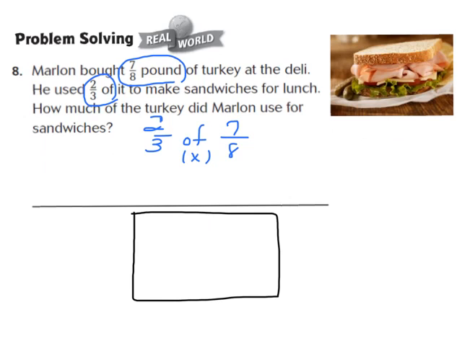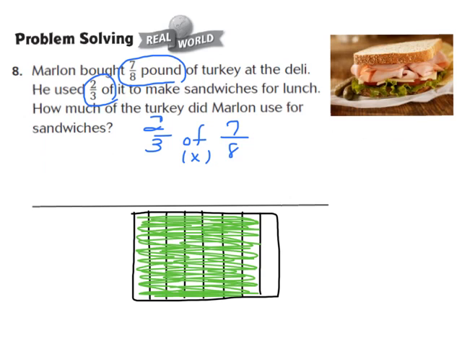So I'm going to ask you to pause your video, and I want you guys to go ahead and divide your rectangle into 8 equal columns, and then I want you to shade in 7 of those columns to represent the factor 7/8. So go ahead and pause the video now, and we'll check together in just a minute.